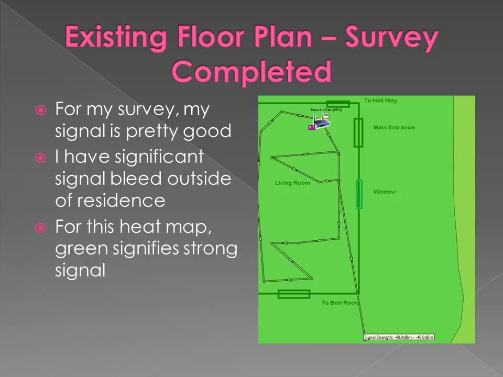with this software. Greens are going to be your higher data densities. So looking at this survey, my signal is pretty good. I have good signal throughout the living room. I do have some problems with signal bleed outside the residence, but that's expected with wireless communications. But like I said, the green signifies strong signal, and then yellow is poor signal. But as we see here, I have pretty good signal.